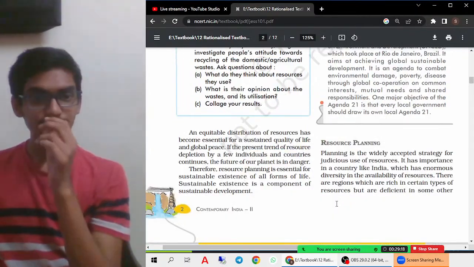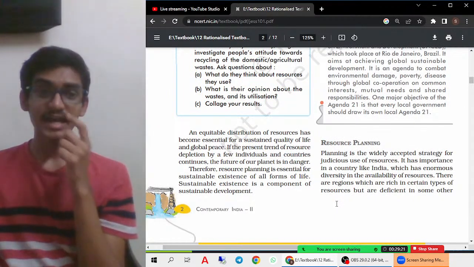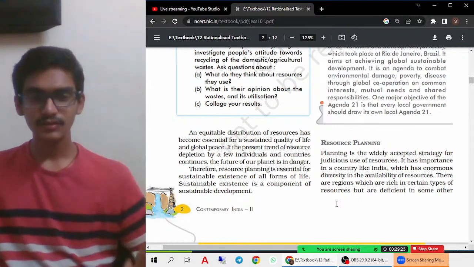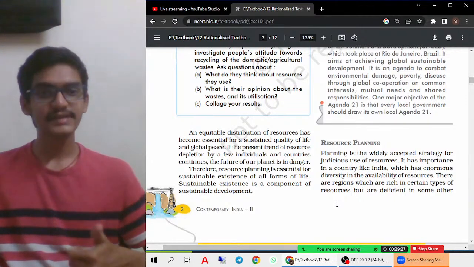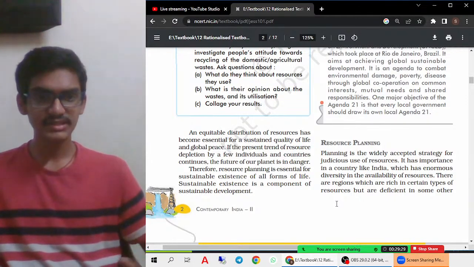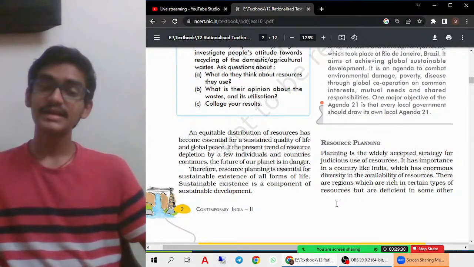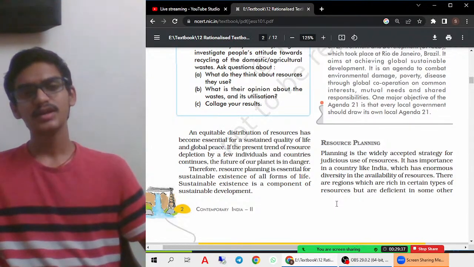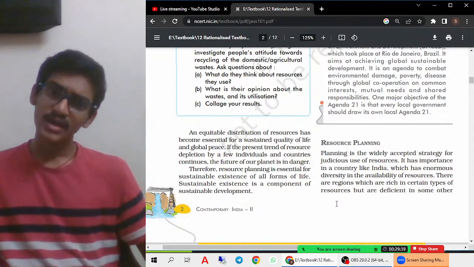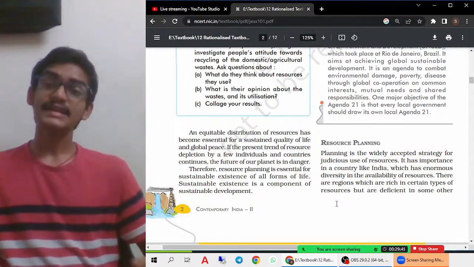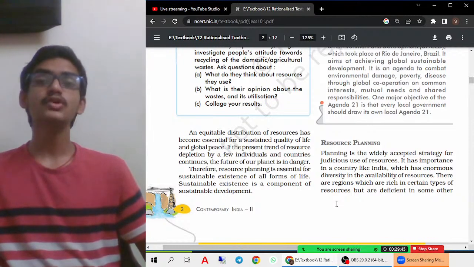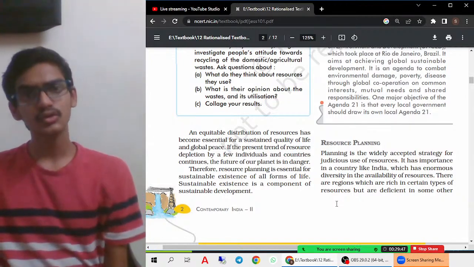So therefore, an equitable distribution of resources has become essential for a sustainable quality of life and global peace. If the present trend continues for a few individuals and countries, then the future of our planet is in danger. Why is it in danger? Because the life of our planet will become so endangered. The future generation, that is our children and their grandchildren, will not have any resources to experience. So how are they going to experience that life? That we do not know.